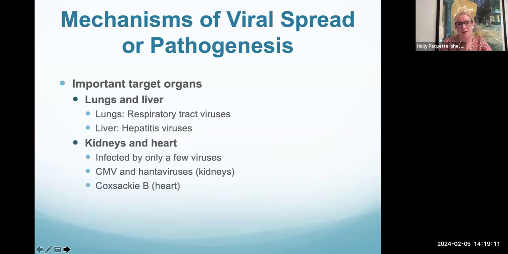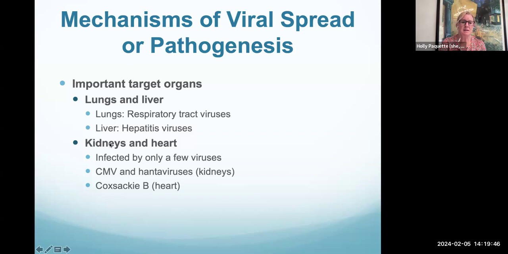Other important target organs, the lungs and the liver. Typically, we see the lungs being affected by respiratory tract viruses, right? We inhale the virus and it gets into our lungs and causes an infection there. With the liver, typically we see something like hepatitis viruses, these would be ones that often we will ingest and they make their way into the liver. Hepatitis is just the word for inflammation of the liver. So these would be viruses that cause inflammation of the liver.